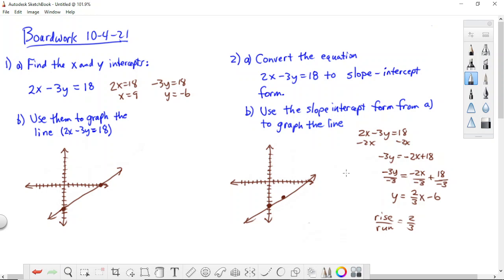If you like getting practice putting things in slope-intercept form, it might make sense to do it that way. That gives you practice. This other way for some of them might be a little faster if you remember how to do it. So it's up to you. This just shows you both ways to do it.